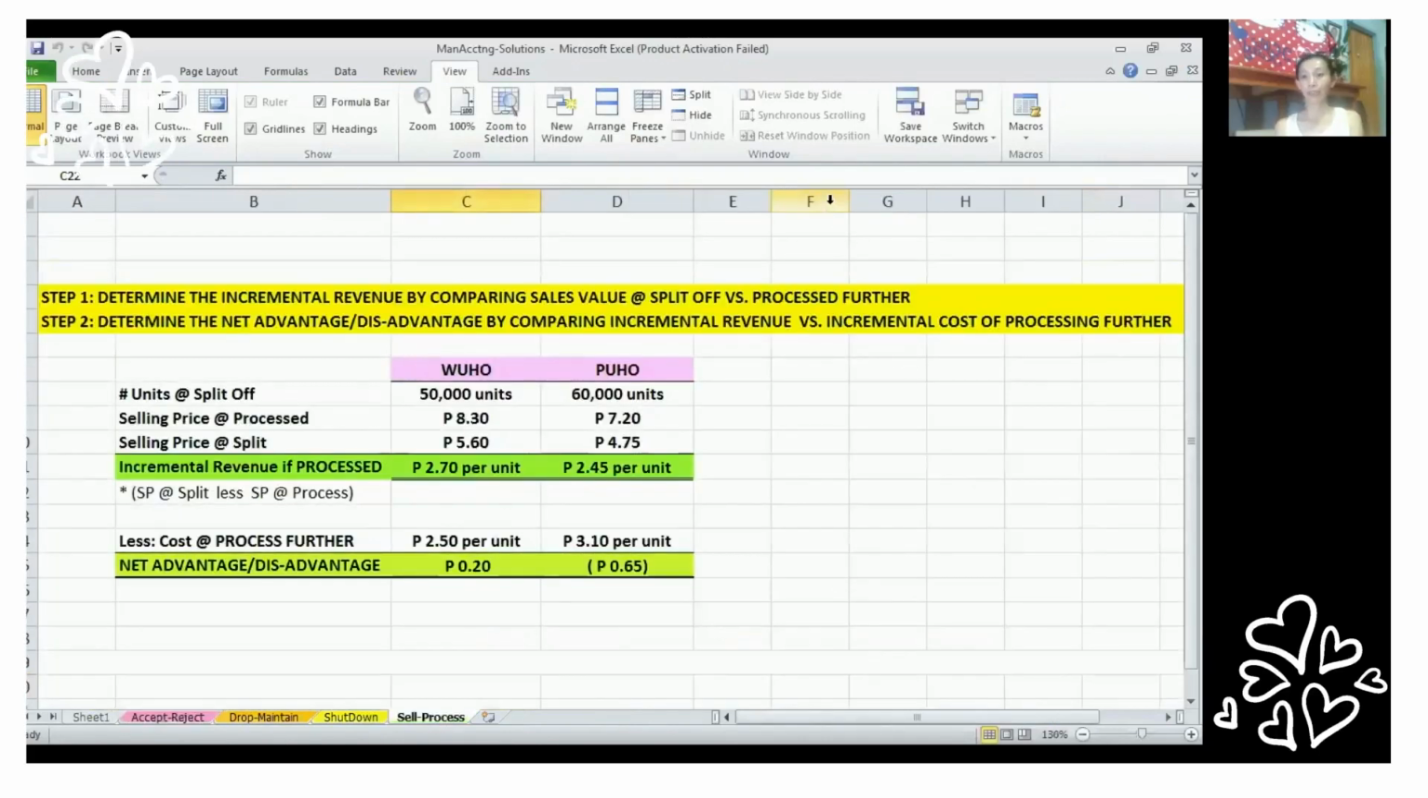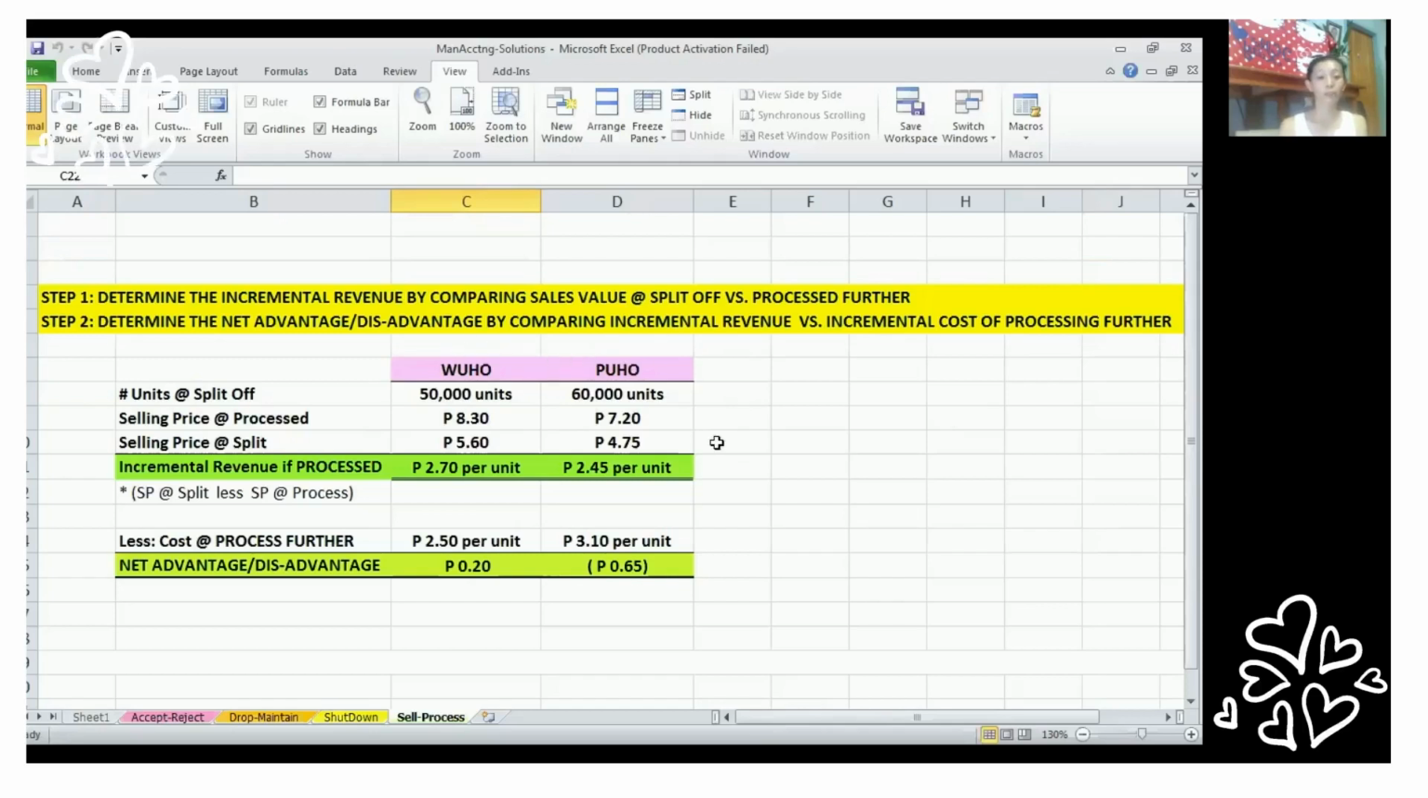Okay, sige, so sorry for that. So we come up with the last situation. The first step for the last situation, which is sell or process further, first is to determine the incremental revenue by comparing sales value at split off, or kanang wala pa siya nahuman, versus sales value of process further, or nahuman siya as final stage. So the second step is to determine the net advantage or disadvantage by comparing incremental revenue versus incremental cost of processing further. So kung naa ba siya advantage or if process further, or naa ba siya disadvantage to process further.